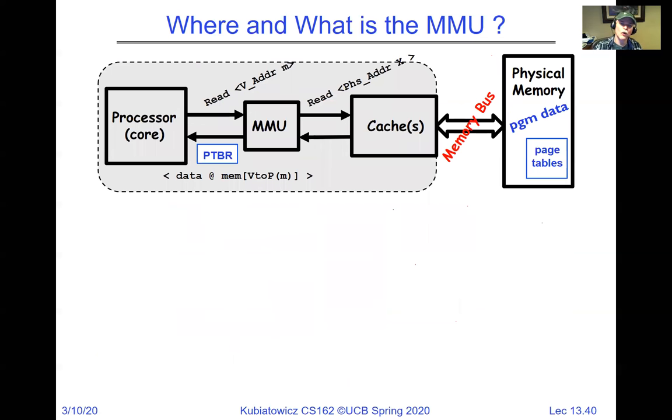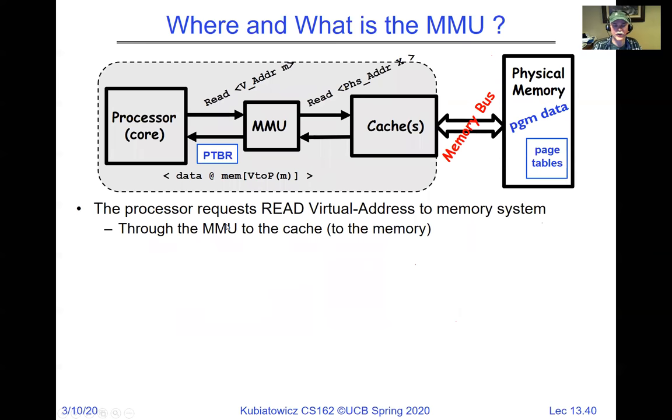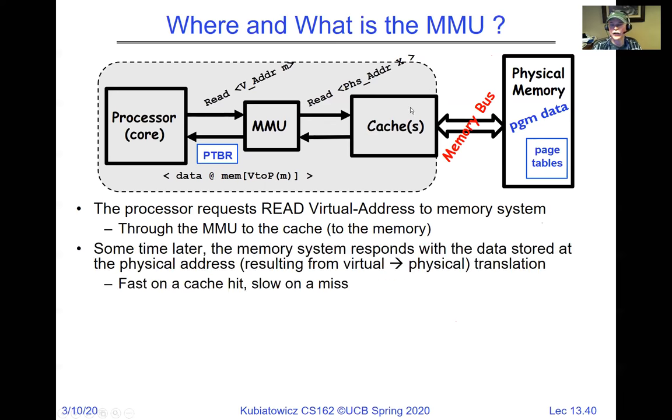And where is this MMU? The MMU is typically on the same chip as the processor core, and it's in front of the cache. Here maybe we have a memory bus that gets to our physical DRAM. The processor reads virtual addresses and sends them to the memory system, and it goes through the MMU to the cache. And sometime later, the memory system figures out what data you're actually supposed to get and brings it back.